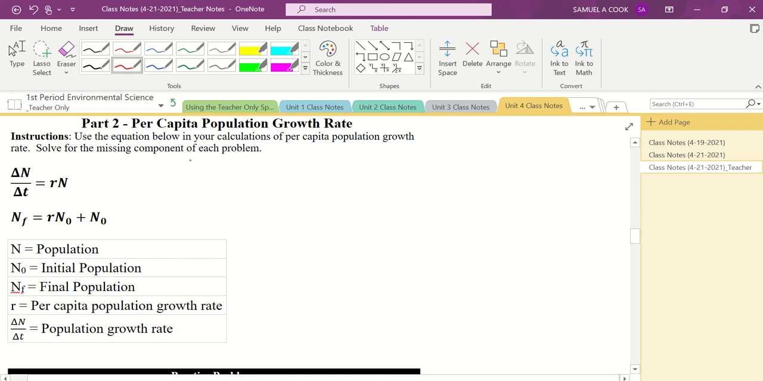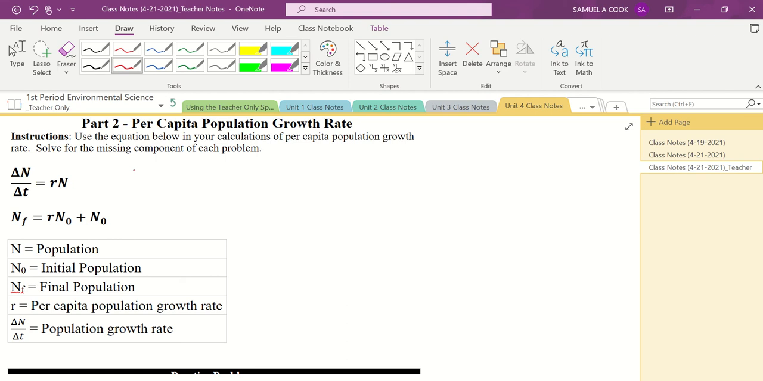All right, so for part 2, we have two equations here. We have population growth rate equals the per capita population growth rate times population. All right, and then if we want to find the difference between two different populations over time, we can go the final population is equal to the per capita population growth rate times the initial population plus the initial population, right? So the percentage of that population that's growing plus the population equals the final population.